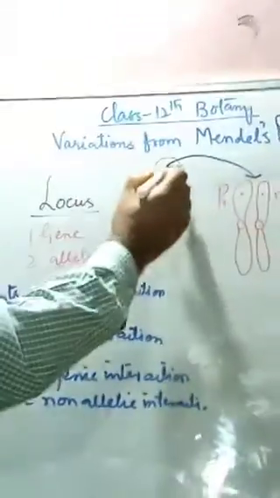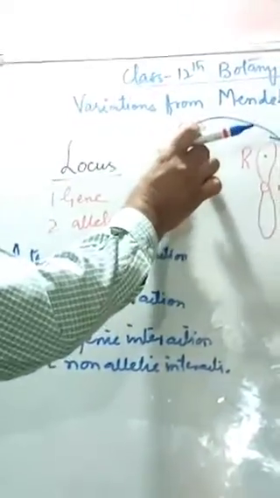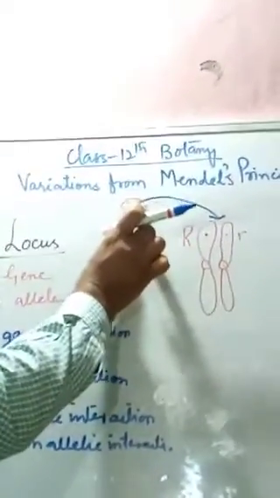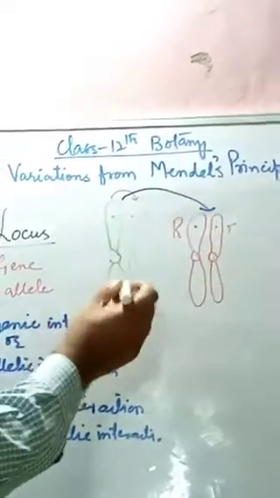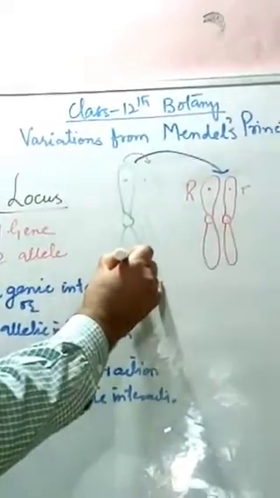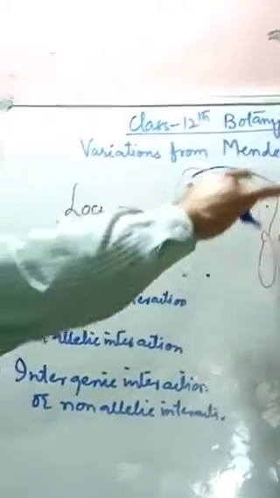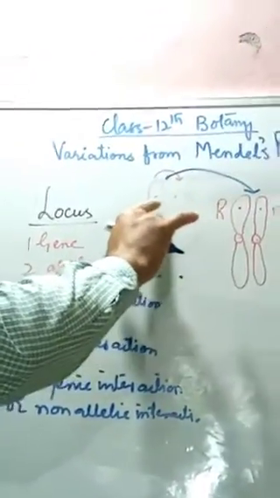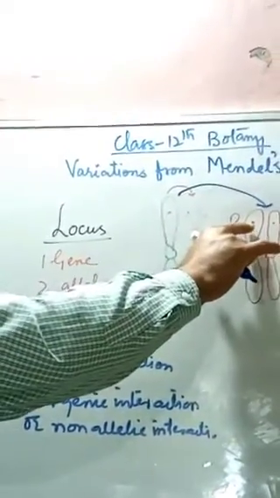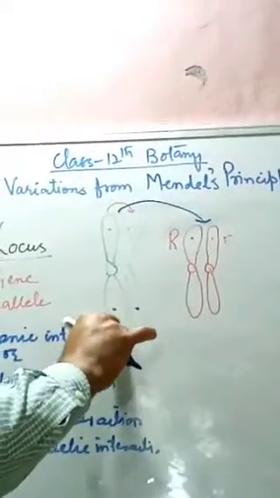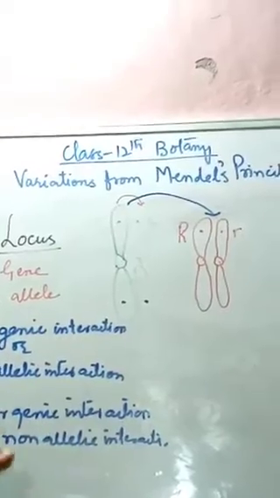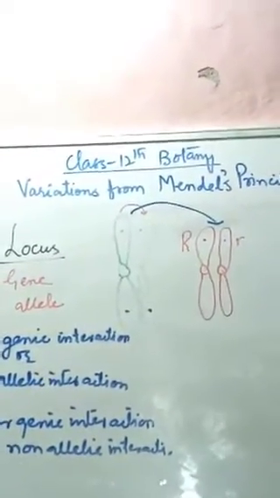because this interaction takes place between two different genes which are located at different loci on different chromosomes, or on different loci on the same chromosome. This is called intergenic interaction, because the genes are located at different loci on different chromosomes, or at different loci on the same chromosome.